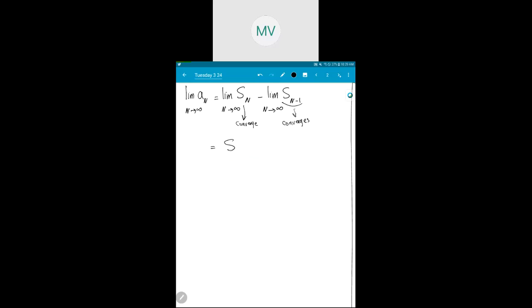So it converges to S. Let me write it this way. Suppose S sub n converges to S by assumption.